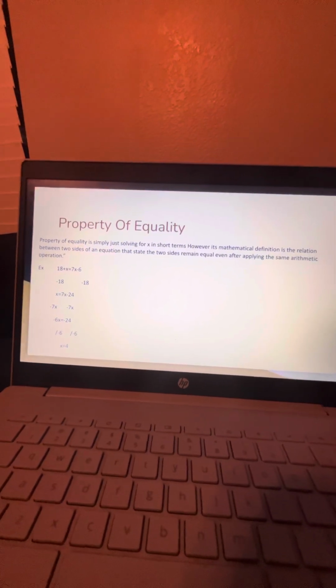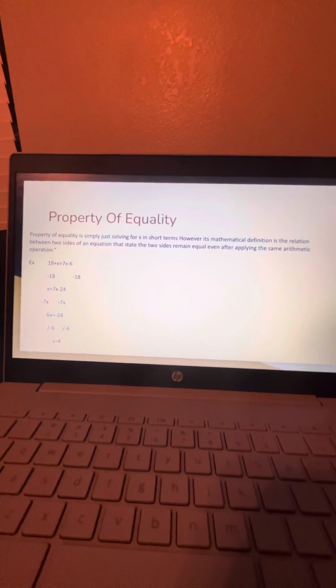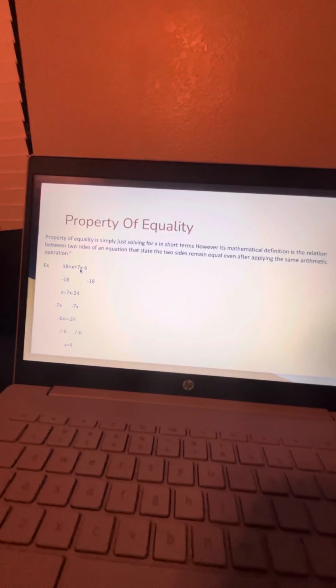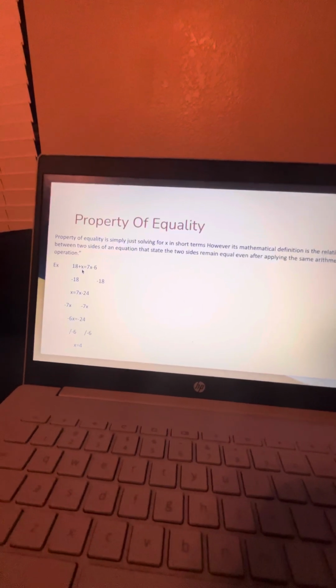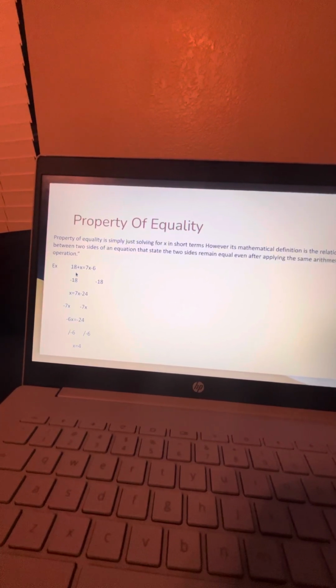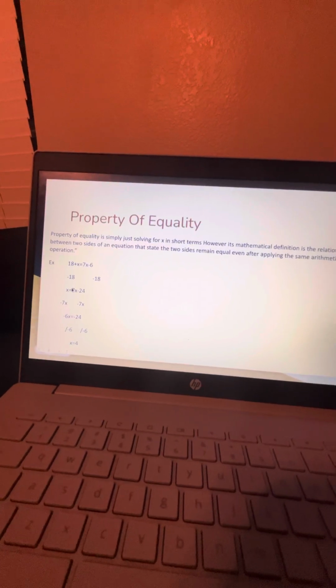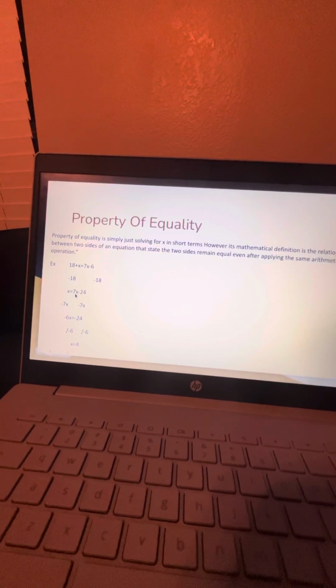All right, this is a little bit harder. We're going to solve for X, okay? In doing this, we have to get X by itself. To do this, we have to subtract 18 from both sides of the equal sign. Then we get X equals 7X minus 24.